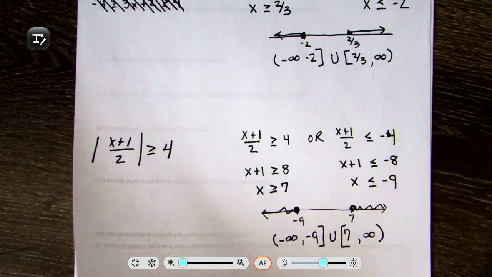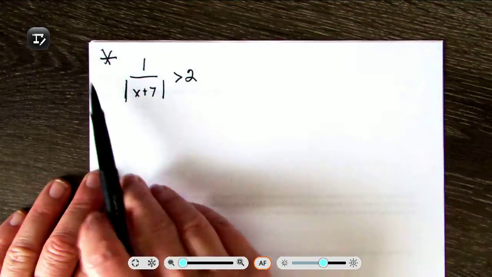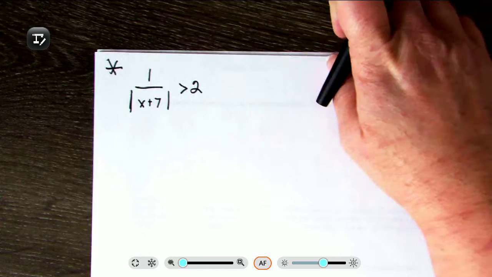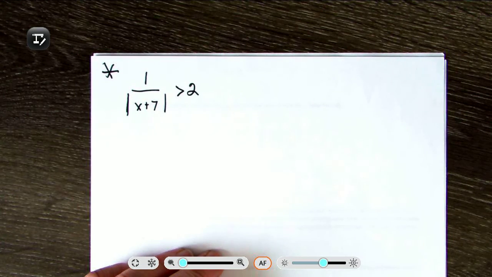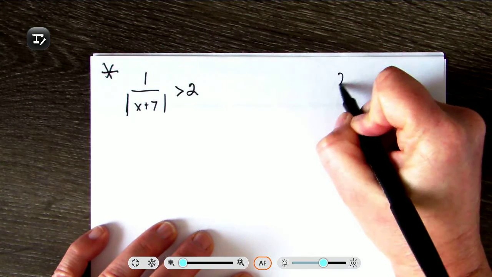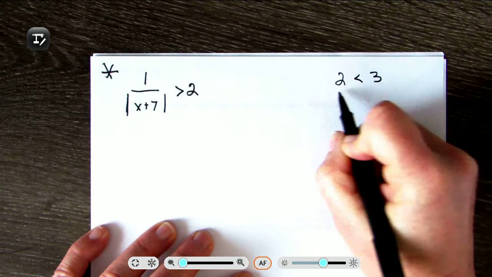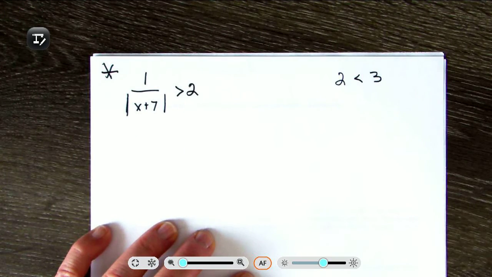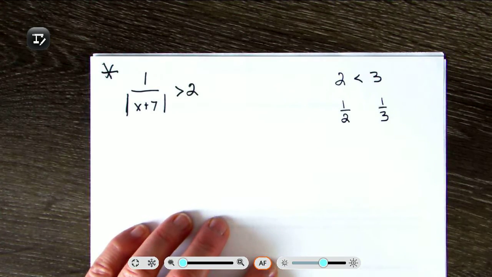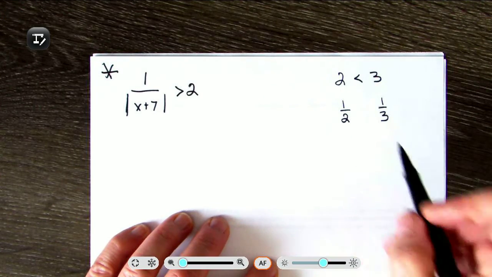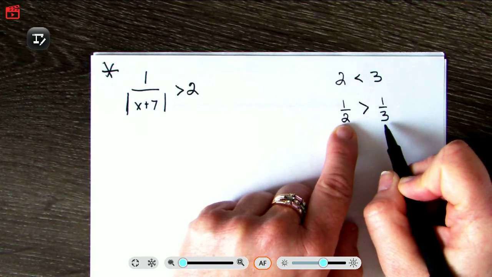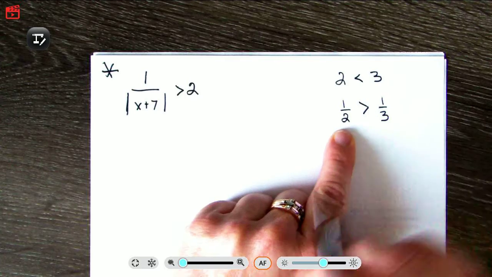All right, I have one more example, which is a little bit harder, and I did put a star by it because it is a little bit harder. And we have this x piece, or that absolute value piece, in the bottom. So what I want to do is take reciprocals of both sides. Let's see what happens. Let's say I have 2 is less than 3. What happens if I take reciprocals? 1/2 and 1/3. Now which one is smaller? Which one is bigger? Actually 1/2 is larger than 1/3. So when I take a reciprocal, it changes that inequality.